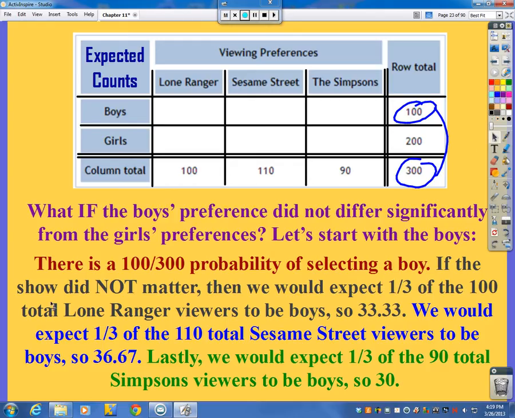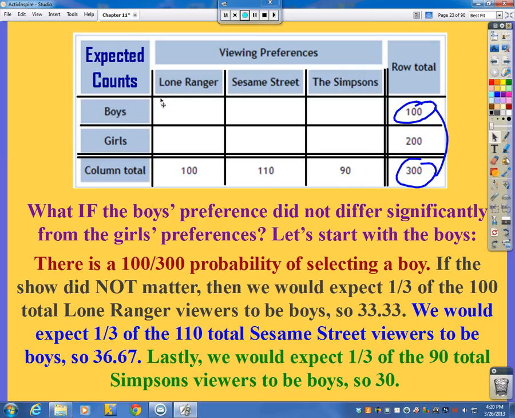If the show did not matter, then we would expect 1/3 of the 100 total Lone Ranger viewers to be boys. That makes sense? Again, let me say that again. We have a 1 in 3 or a 100 in 300 chance of selecting a boy.